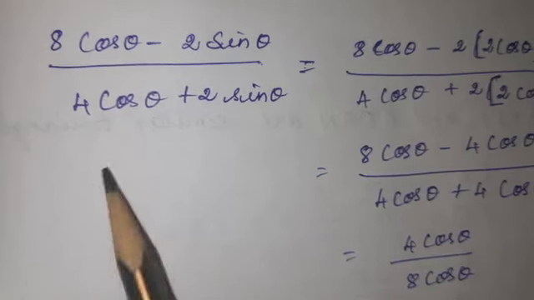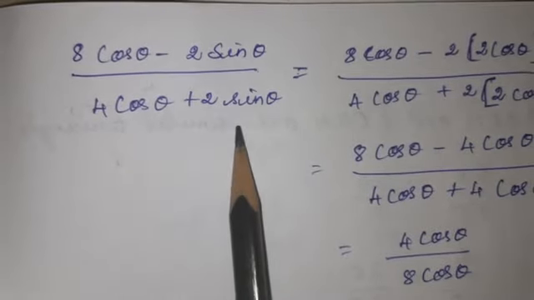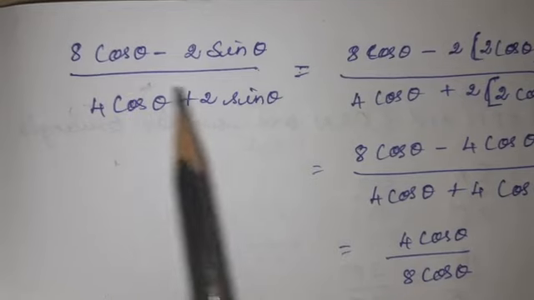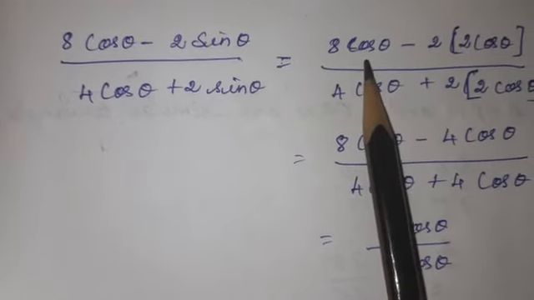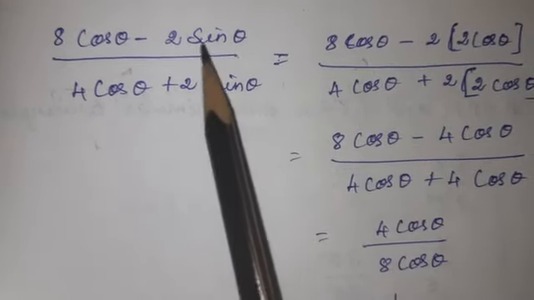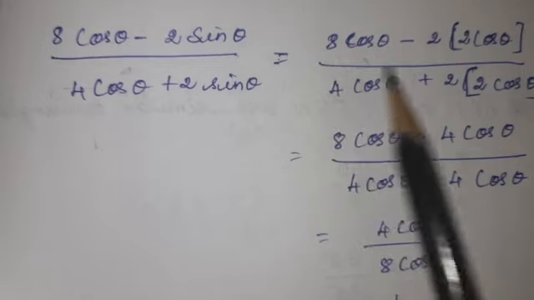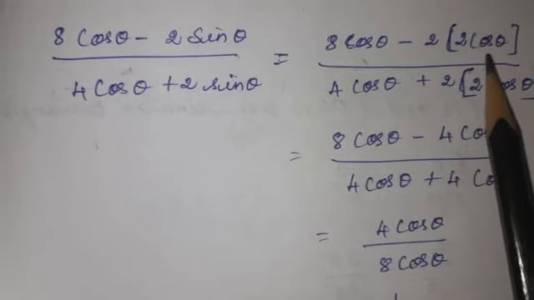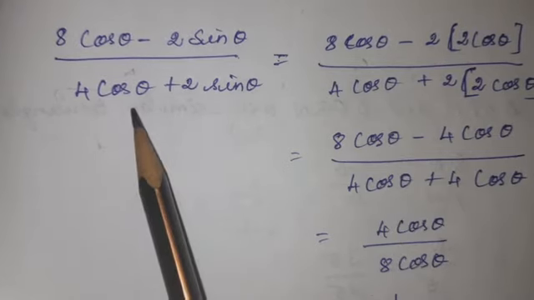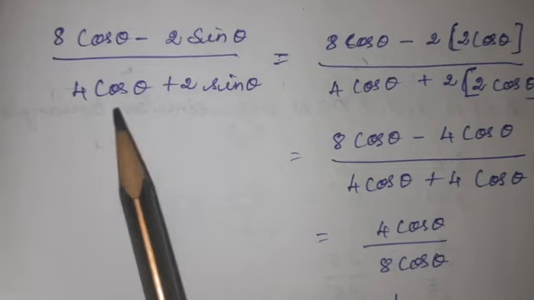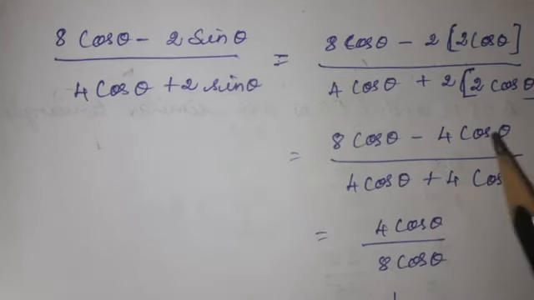Now the question is telling us to find this one, that is 8 cos theta minus 2 sin theta the whole divided by 4 cos theta plus 2 sin theta. Here cos theta I am not changing, I am writing it as it is: 8 cos theta minus 2 into, wherever the sin theta comes you should substitute the value as 2 cos theta. So instead of sin theta I am substituting 2 cos theta, the whole divided by 4 cos theta, the same thing, I am not changing. So you write the same 4 cos theta plus 2 into, in sin theta's place I am substituting 2 cos theta.